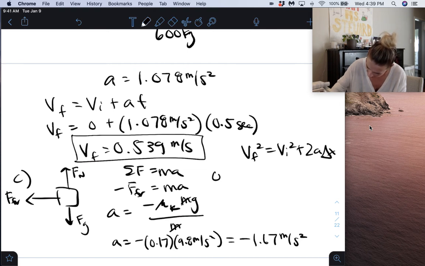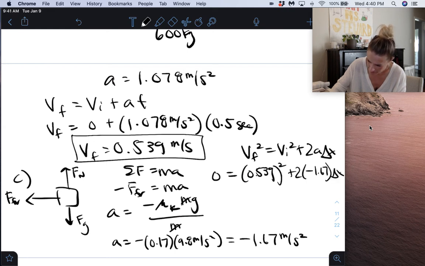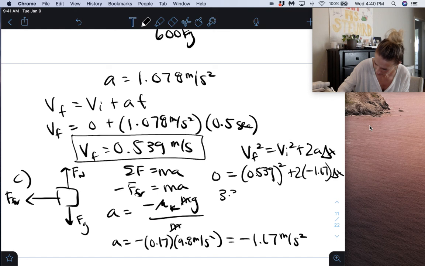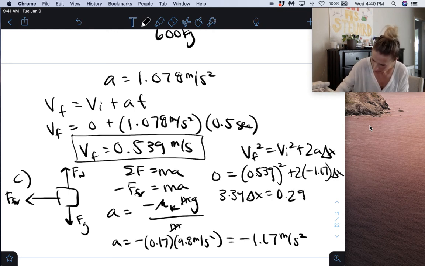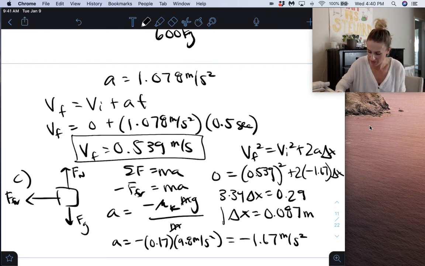So final velocity is 0 equals initial velocity, which is 0.539 meters per second. We're squaring that, plus 2 times a negative 1.67, I'm running out of room, times delta x. So this 1.67 times 2, so we get 3.34 delta x. I just added that to both sides. We get 0.539 squared, 0.29, and then dividing both sides by 3.34, we get our delta x is equal to 0.087 meters. So about 8.7 centimeters is our answer for part C.